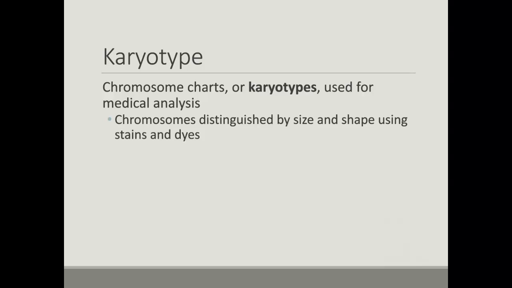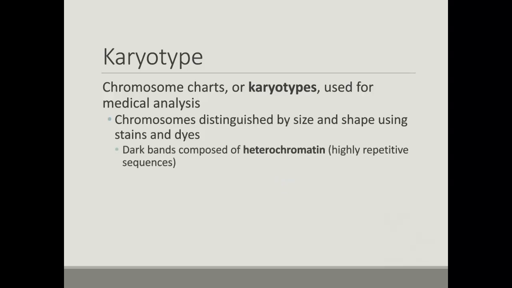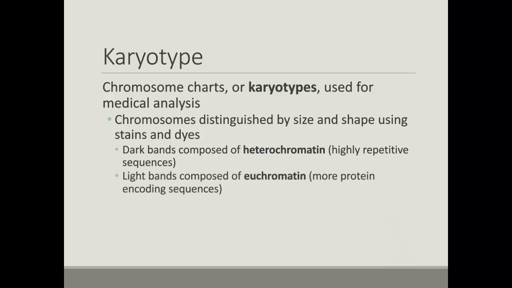And what we do is we order the chromosomes by size, and we can stain them with different dyes, and different parts of the chromosome become visible to us. So the parts of the chromosomes that take up a lot of dye are dark bands, and they consist of something called heterochromatin. So these are highly repetitive sequences that we see over and over and over again. Not a lot of protein encoding sequences are in heterochromatin. Mostly those are found in euchromatin. So these are the light bands, and you have more of those protein encoding sequences.